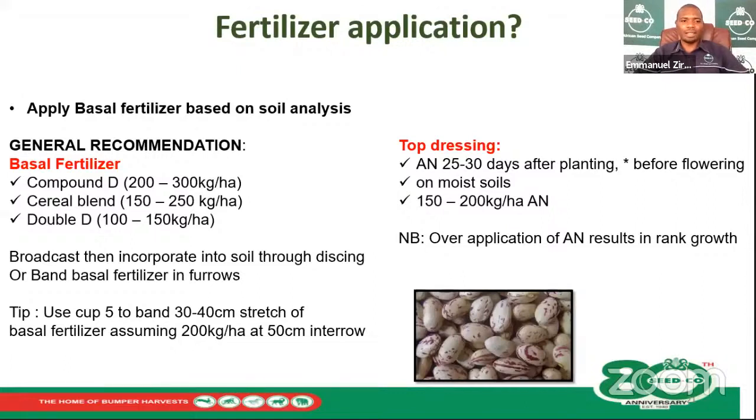If you have cereal blend, you can apply 150 to 250 kgs per hectare. And for double D, you reduce your rate by half, to 100 to 150 kgs per hectare.